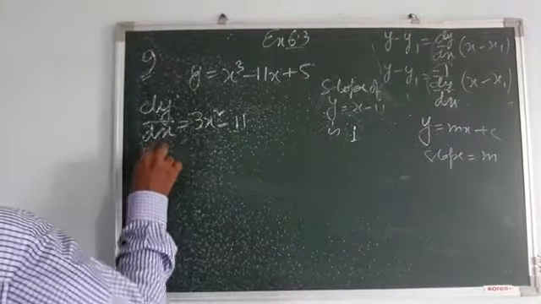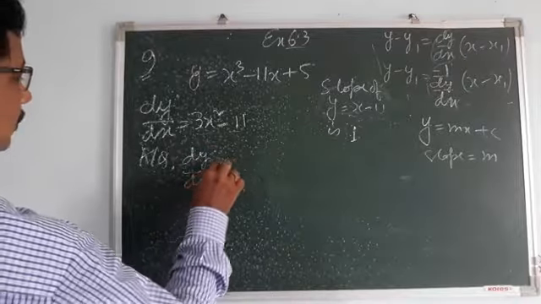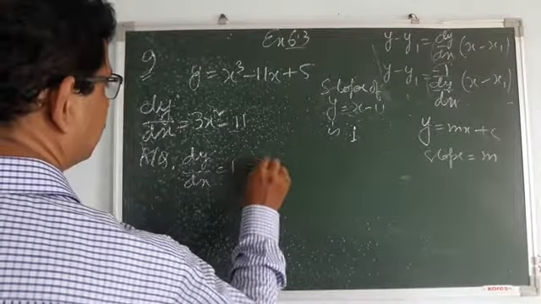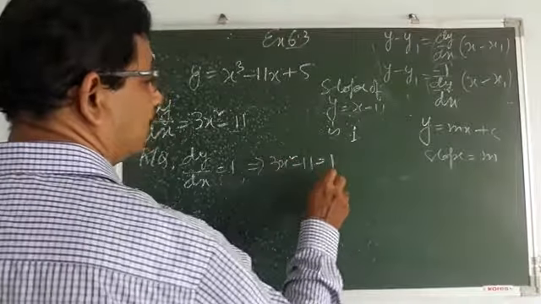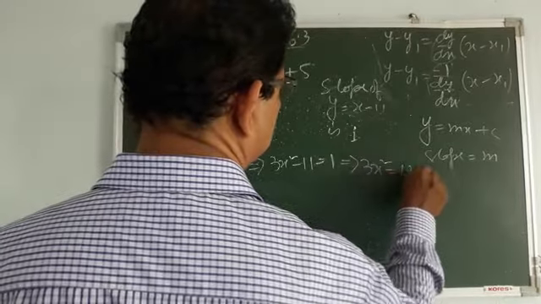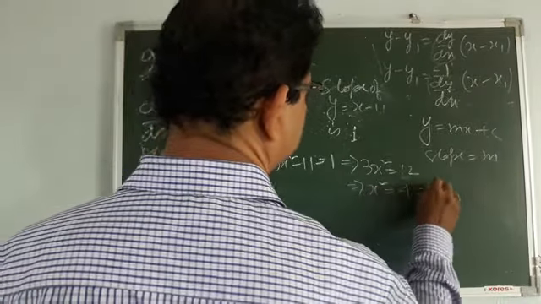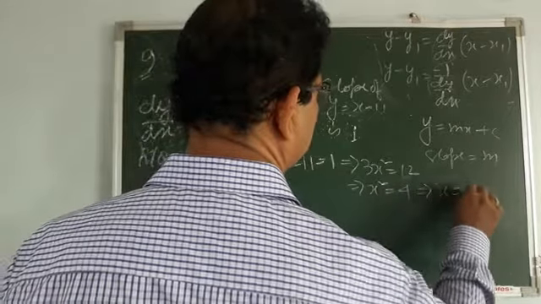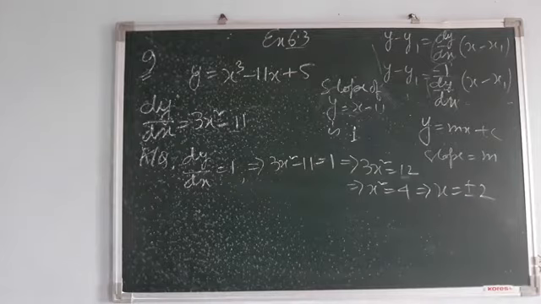So according to the question, dy dx is 1. This means that 3x square minus 11 is equal to 1. This implies 3x square is 12, so we get x square as 4, implies x is plus minus 2. So we are able to find the x coordinate of the point of contact.